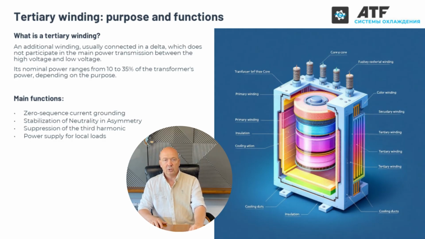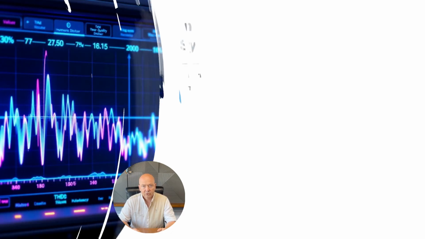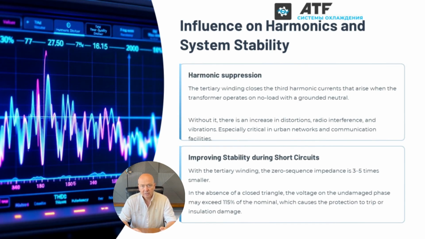Loss calculations also consider the contribution of third harmonic magnetizing current, and its compensation is most effective when the tertiary winding is connected in a closed delta. The tertiary winding closes the third harmonic currents that appear during no-load operation with grounded neutral. Without it, distortions grow, along with radio interference and vibrations. In some cases, harmonics may even cause resonance in cable lines or reactors. This effect is especially critical in urban networks and communication facilities where harmonics can influence the accuracy of equipment and the stability of control systems.